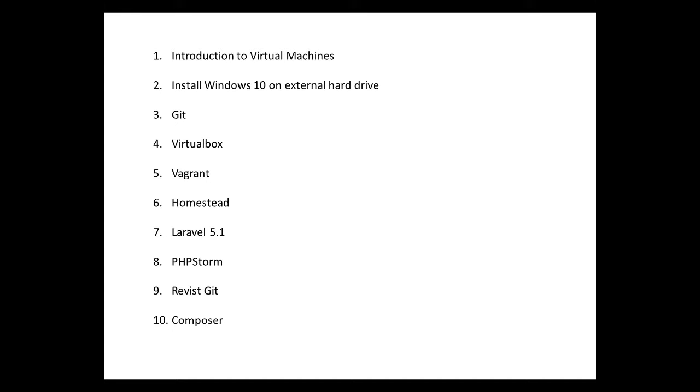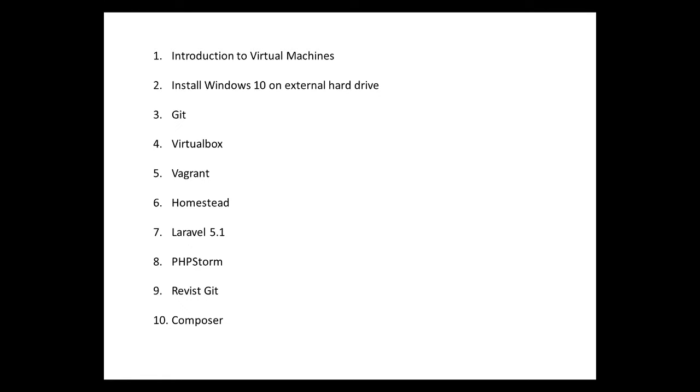Section 3 is a quick section devoted to the basics of Git, followed by a fairly detailed look at what VirtualBox is and the benefit that this VM provider can afford us. We'll then look at Vagrant combined with Homestead, following which we'll install Laravel 5.1. Obviously, we need a code editor, so we'll be looking at PHP Storm in Section 8, and specifically setting up PHP Storm so that we have advanced IDE debugging along with Laravel-specific code completion.